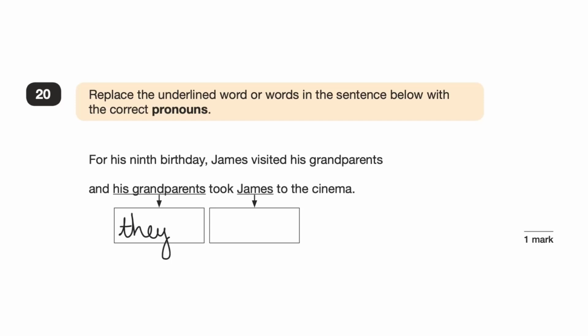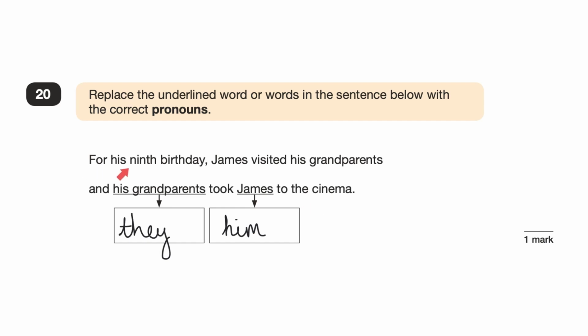Okay, and they took... so if we didn't take James, we took him. Okay, so again, very straightforward. Let's take a little bit of a read. For his 9th birthday, James visited his grandparents and they took him to the cinema.